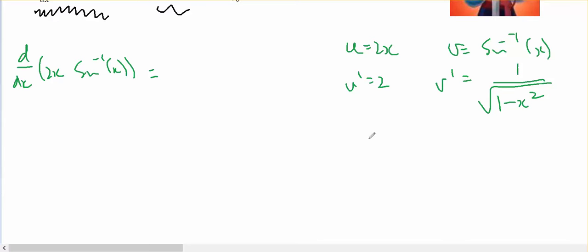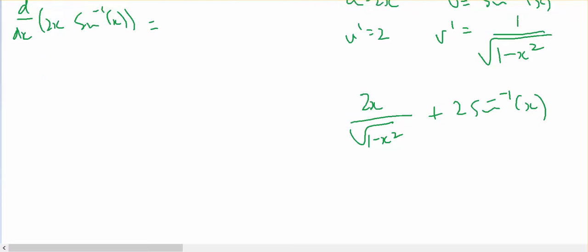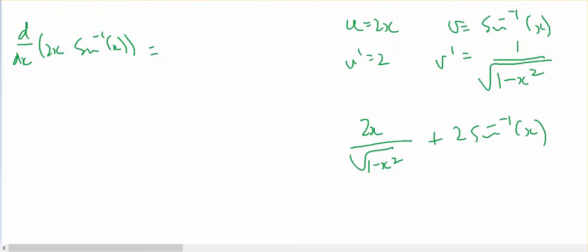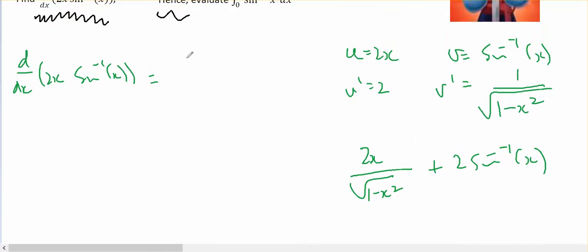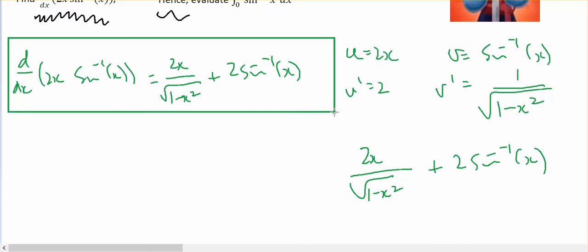So I'm going to have 2x times 1 on top of the square root of 1 minus x squared plus 2 inverse sine of x. That is going to be what the derivative will equal, which will be 2x on top of the square root of 1 minus x squared plus 2 inverse sine of x. So there is my answer to part A.